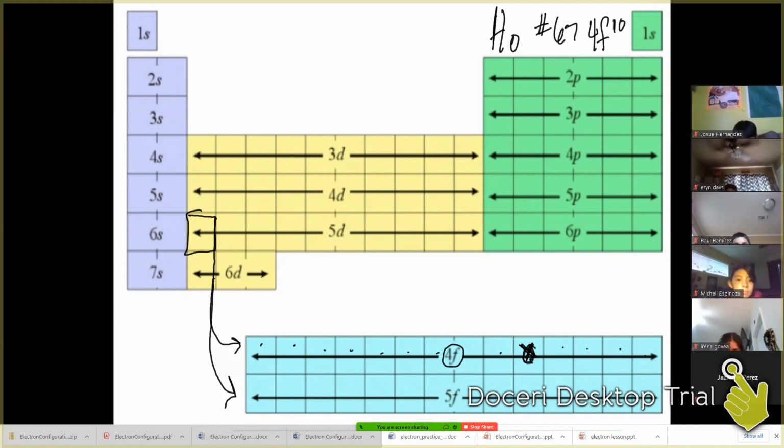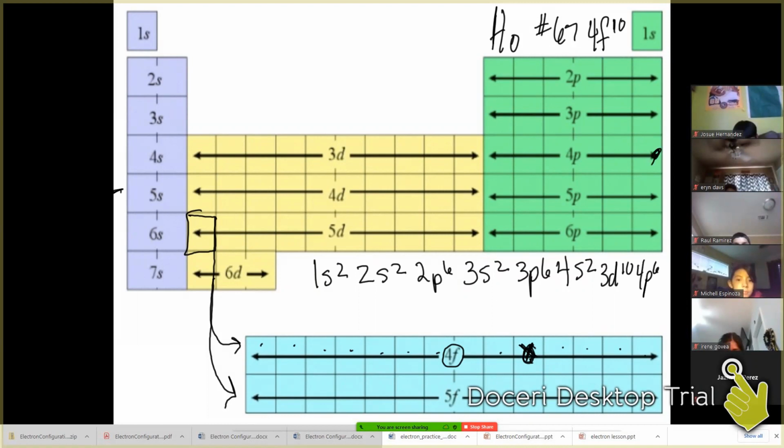So I'm just going to start at the beginning and write the longhand electron configuration. 1S2, 2S2, 2P6, 3S2, 3P6, 4S2, 3D10, 4P6. So that gets me to the end of period 4.